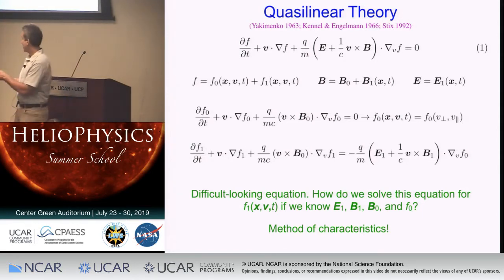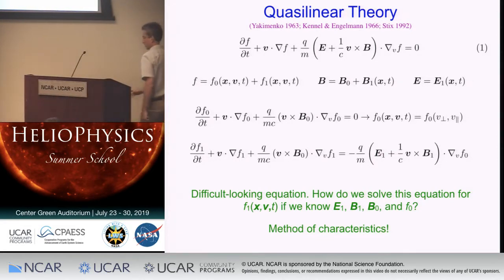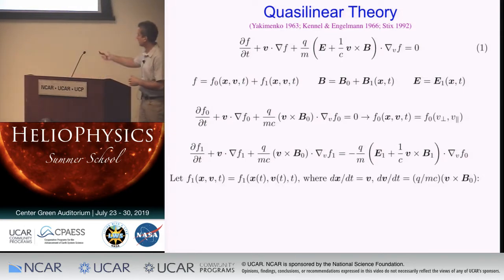If we wanted to ask, how does F1 vary in time along the position of that particle in its helical motion, the time derivative would be given by that entire left-hand side. And you can see that concretely by defining this. Let F1 of x, v, and t be written in this way, where x itself is a function of time, v is a function of time. So F1 is now becoming a function of a single variable, time. However, as time changes, the position and velocity at which you evaluate F are also changing. And we set dx/dt as v, dv/dt is this, q over mc v cross B naught.